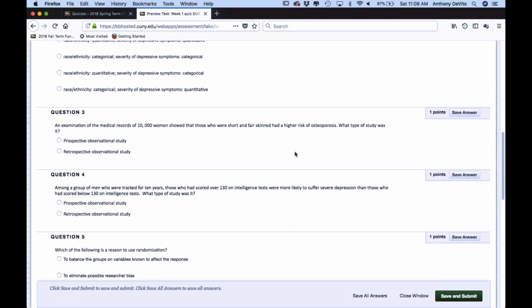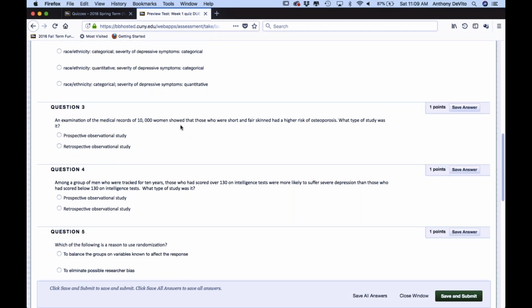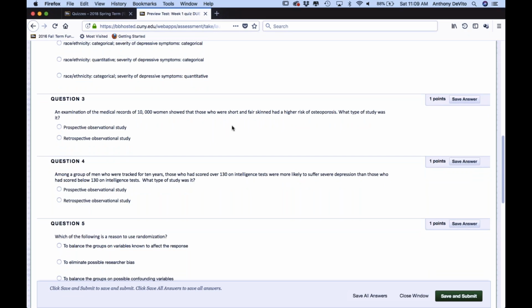Yes. So, okay, an examination of the medical records of 10,000 women showed that those who were short and fair skinned had a higher risk of osteoporosis. What type of study was this?